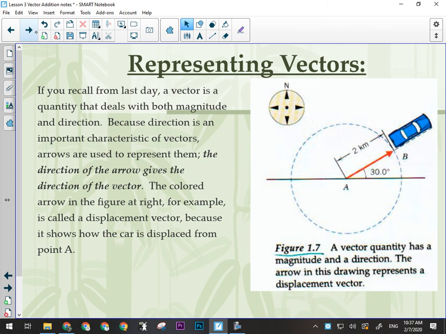All right, so a vector quantity deals with both magnitude and direction. Okay, we already know that. Direction is an important characteristic of vectors, so we represent any vector quantity as an arrow. Anytime we are given a displacement or a velocity or an acceleration, we represent that with an arrow. The direction of the arrow gives the direction of the vector. The length of the arrow gives its magnitude. So if I had a trip where I went 10 kilometers and then 20 kilometers, my 20 kilometer vector should be twice as long as the first one.